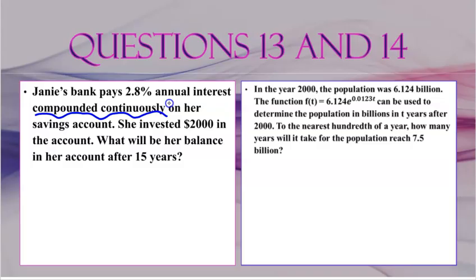So for this one, we're going to use the PERT formula. So A equals P times base e raised to the rt power. So we're solving for A when the principal amount is 2,000 times base e raised to the 0.028. Remember, put that percent as a decimal, and then we're going to multiply that by 15. So we're going to do this all on our calculator.